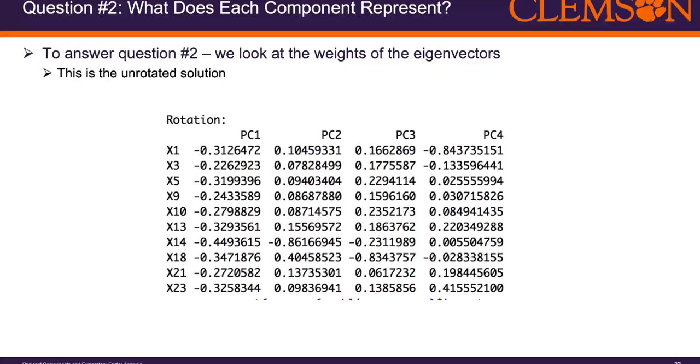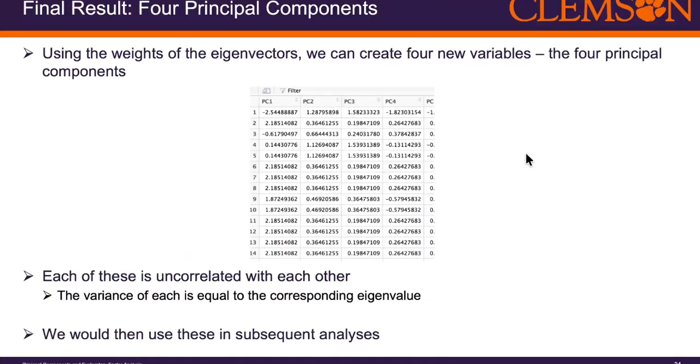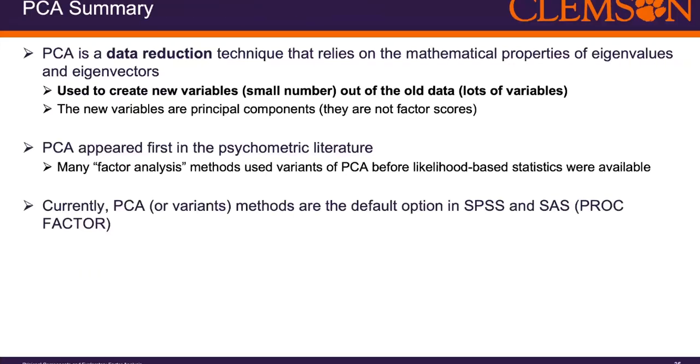Similarly, when you do the same thing for the last components, again looking at the magnitude, principal component 3 is most unrelated to item 18, and principal component 4 is most unrelated to item 1. Hard to describe what those mean. But those are our final results. And so using the weights of the eigenvectors, we can create these four new variables right here. And these are the values for each one of those individuals in our sample. Now, each of these components are uncorrelated with each other, which is very nice. And we could use this in a different analysis if we wanted to.